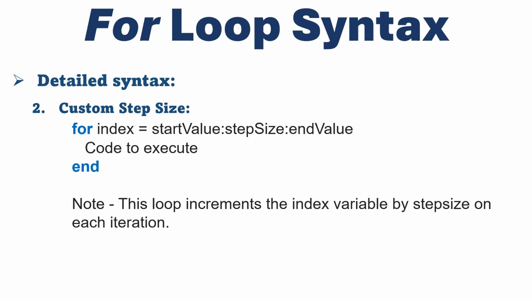So index basically is the loop control variable. The start value is the initial value of the index. The step size is the size by which we want to increment the index. And the end value is the maximum value for the index. The loop will run until this value is reached.